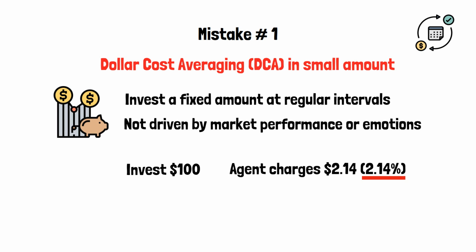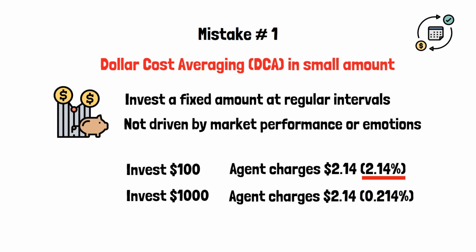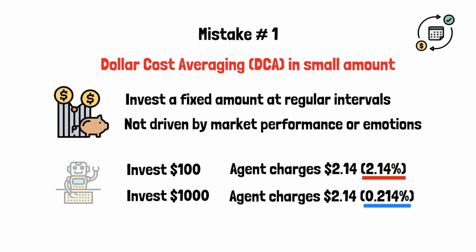So to me, dollar cost averaging in $1,000 is more reasonable, as that makes the agent bank fee 0.214% instead. In fact, for most brokerage platforms, it is easy to set up DCA arrangements and automate your investment at a predetermined amount and interval. Hence, if we do not check our account statement from time to time, we may miss out on the recurring charges.